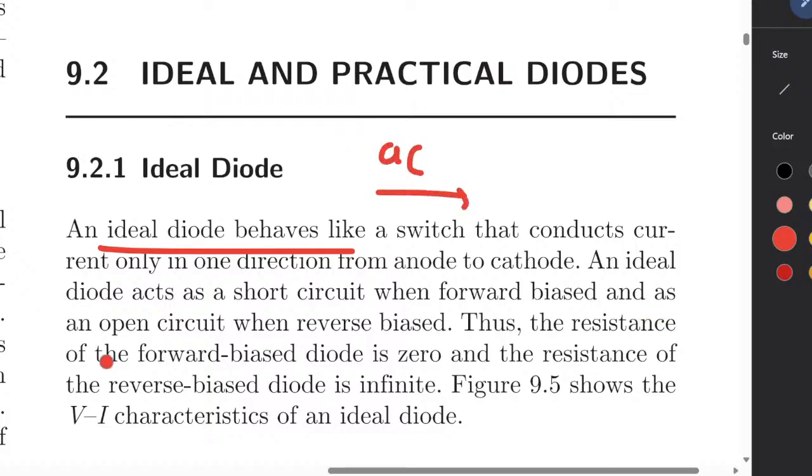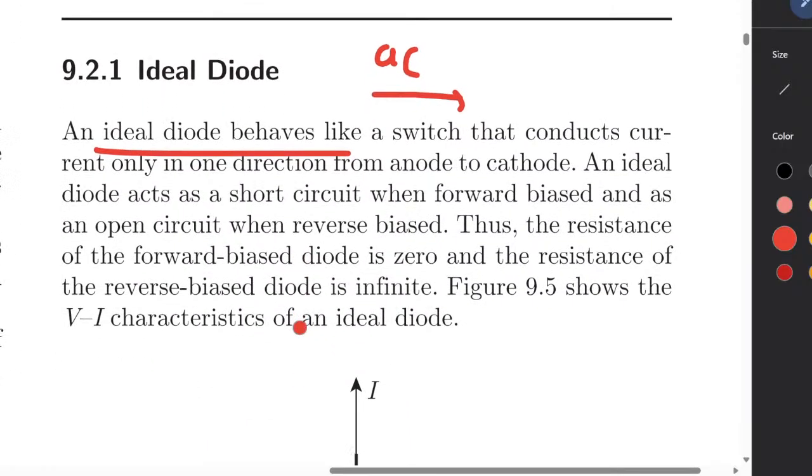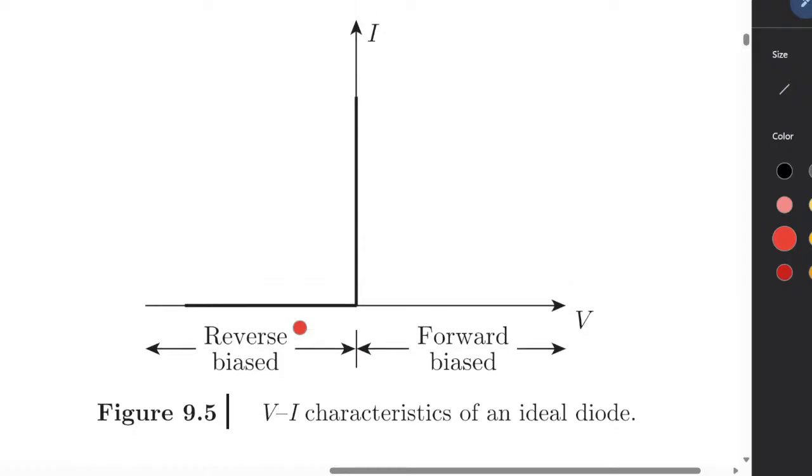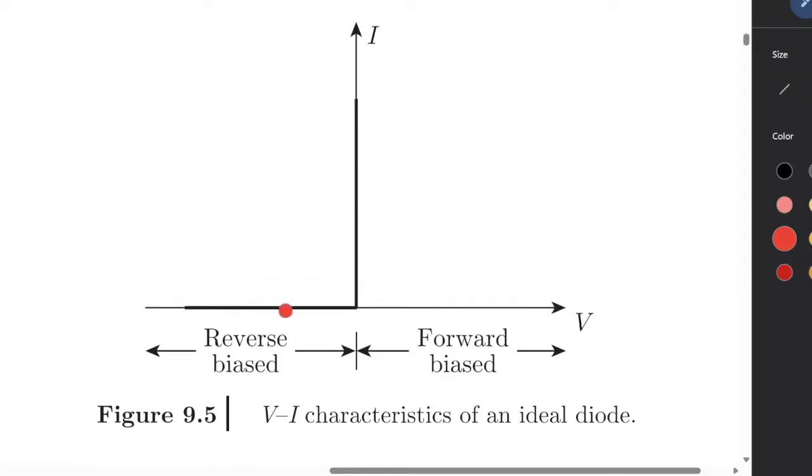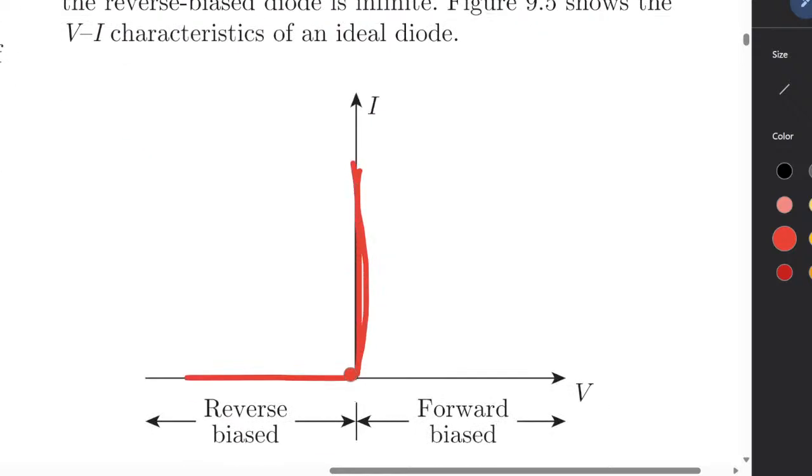The ideal diode acts as a short circuit in the forward bias condition and as an open circuit in the reverse bias condition. Thus, the resistance of the forward biased diode is zero, and the resistance in the reverse bias condition is infinite, as shown in the figure. So the resistance increases: zero, and infinite. This line represents the resistance.